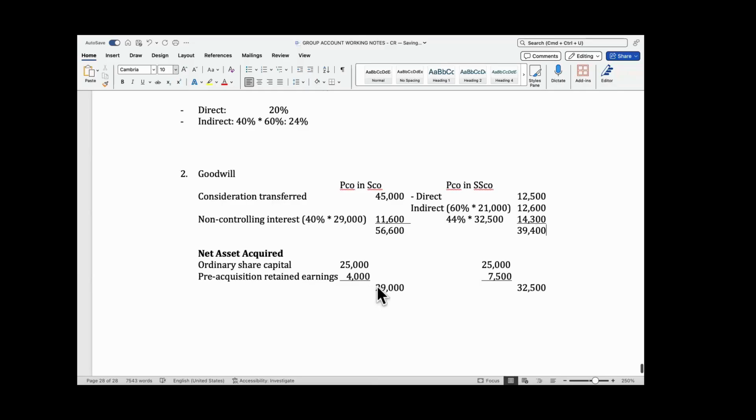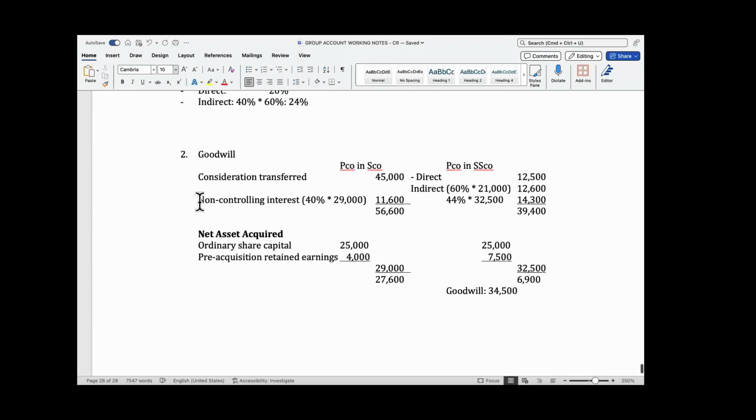Okay, now let's get the differences. What's 56,600 minus 29? 27,600. What about this? 6,900. What was the addition of these two? 34,500.